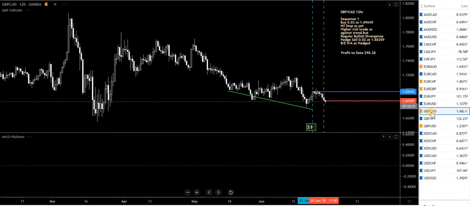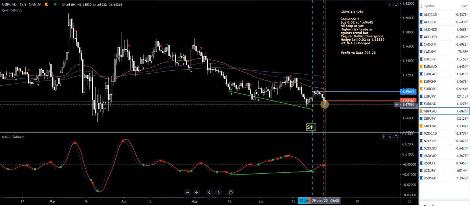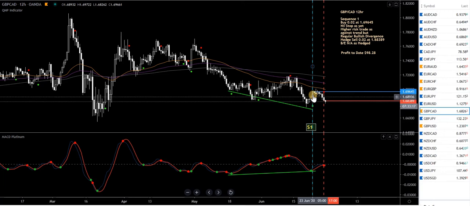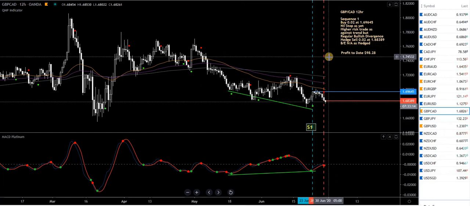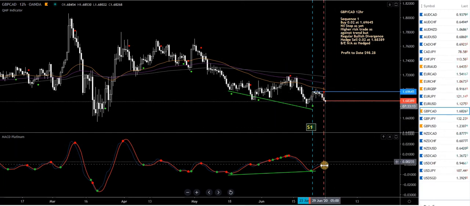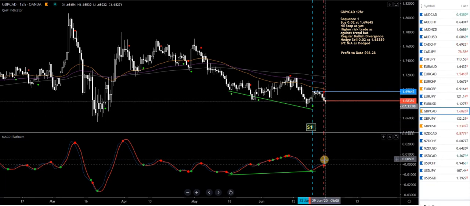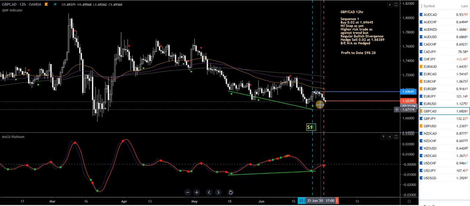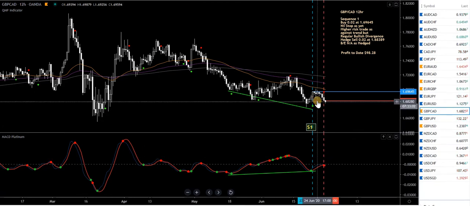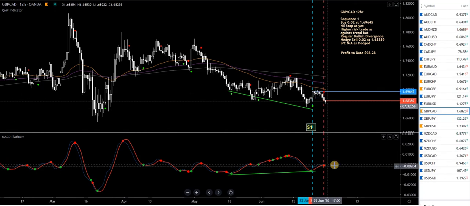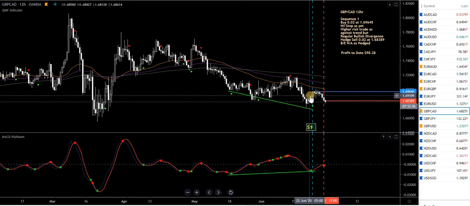Pound CAD. I was in a buy here. It's a high risk trade, as you can see by my notes, and I've taken a hedge sell. There's a new sell signal. It's not a standalone sell. If it was above the 0 level on the MACD Platinum, I'd take the hedge sell, and I would have also taken another standalone sequence 2 sell trade, but because it wasn't, I can't really do that.